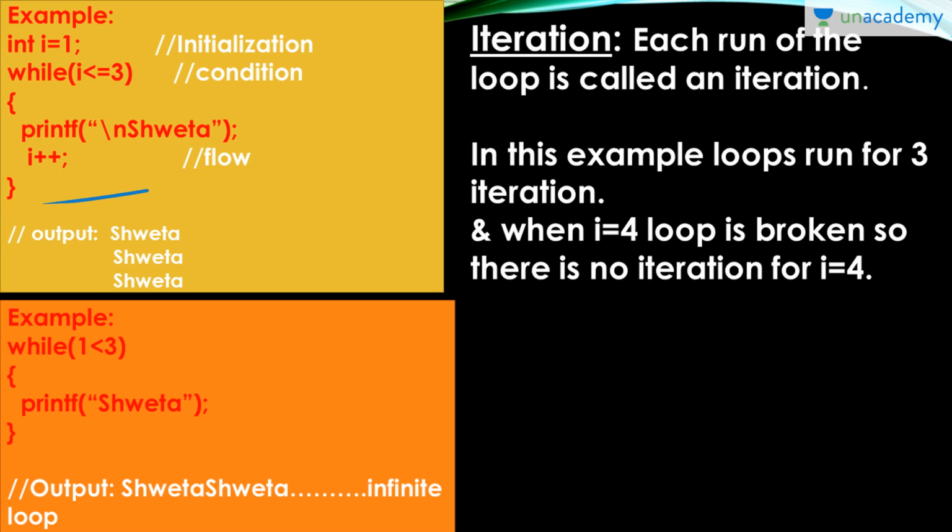So here i is equal to 1 and 1 is less than 3, so it's true. Then it will execute this code, it will print Shweta. Then again it will increase the value, i plus plus, meaning now the value of i becomes 2. So 2 is also less than or equal to 3. So again the condition is true, so it will print Shweta. We have used \n so that the next output goes to the next line.